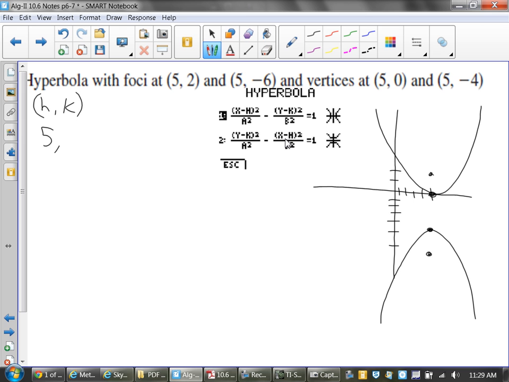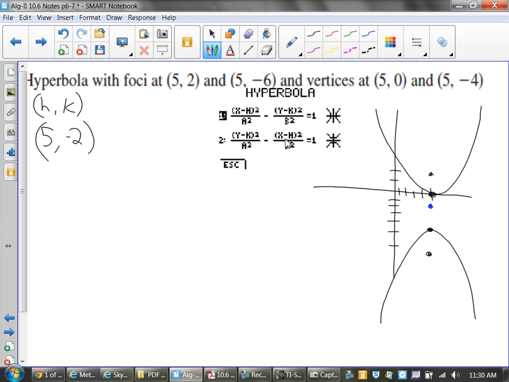Now, to find k, all I have to do is take 2 plus negative 6. That would be negative 4. What's half of that? Negative 2. Very good. So my h and k is at 5, negative 2. Wait, so is that between the foci or the vertices? Yes. It's the midpoint of either one of them. It's the midpoint of all three of those important points.